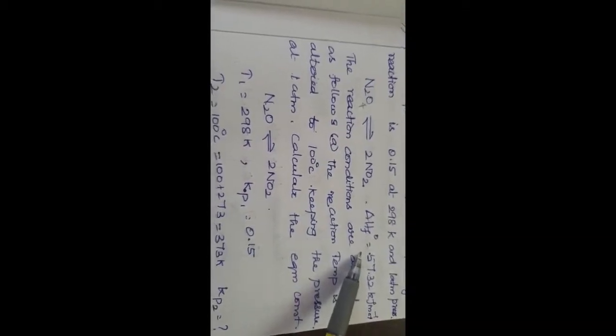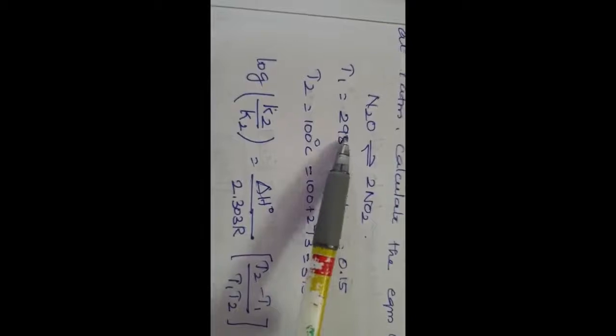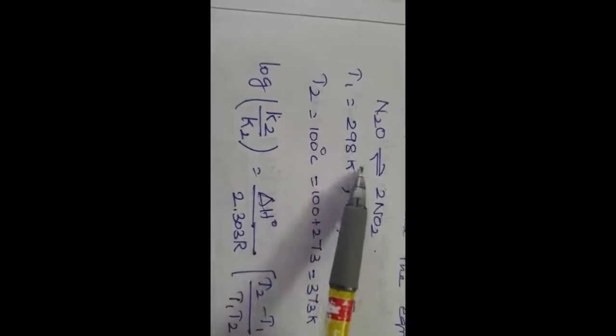Right? Okay, so here two temperatures are given. T1 is 293 because the Kc value is given at 273 Kelvin. So 273 Kelvin, delta H is given at 298. So that is taken as T1 is equal to 298 Kelvin.